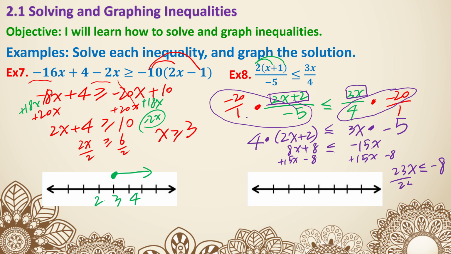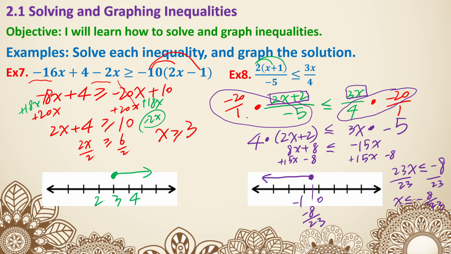Then I divide both sides by 23. Final answer, x is less than or equal to negative 8 over 23, which is between 0 and negative 1. So let's say that's about it. Negative 8 over 23 does have an equal sign, so a solid dot pointing to the left.